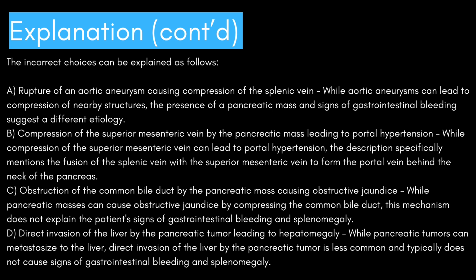D, direct invasion of the liver by the pancreatic tumor leading to hepatomegaly. While pancreatic tumors can metastasize to the liver, direct invasion of the liver by the pancreatic tumor is less common and typically does not cause signs of gastrointestinal bleeding and splenomegaly.